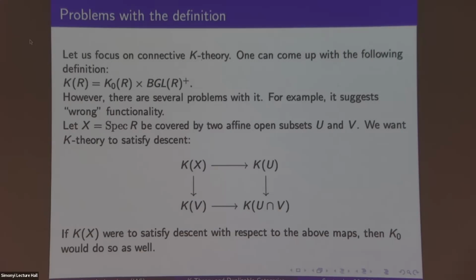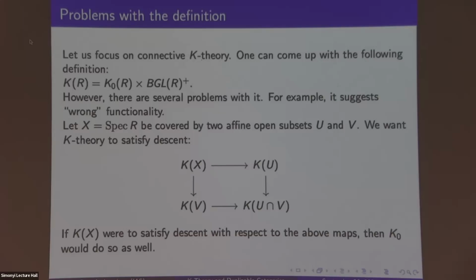This thing suggests a very obvious way to make it functorial. For every map of rings from R to S, you want to have a corresponding map from K of R to K of S. And this formula suggests something wrong. The way you would do it, you would consider the induced map on K0 of R to K0 of S, and then something induced on the right-hand side. But this is actually not what you want, because you want to produce an invariant which satisfies descent.